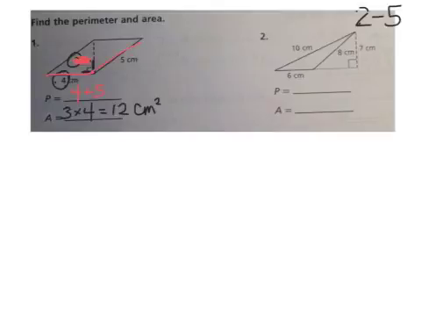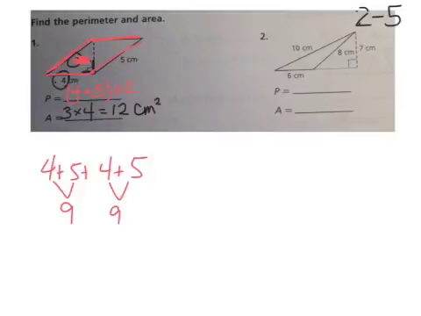plus 5, and then we can either say 4 plus 5 times 2 because we have 2 more sides, or you could say 4 plus 5 plus 4 plus 5, and then we have 9 and 9 for a total of 18. So our perimeter equals 18 centimeters.